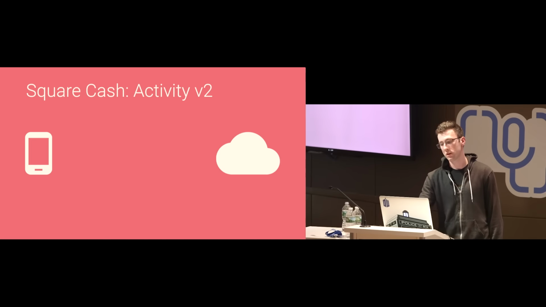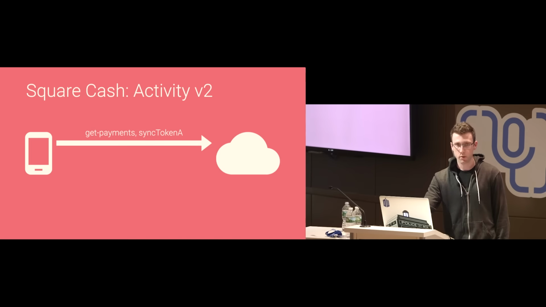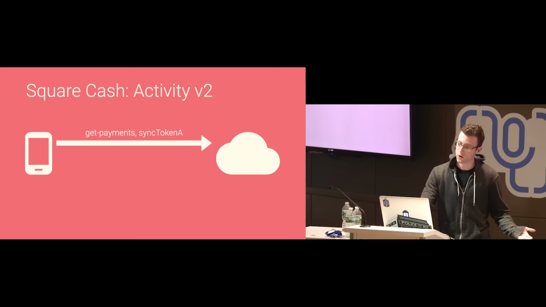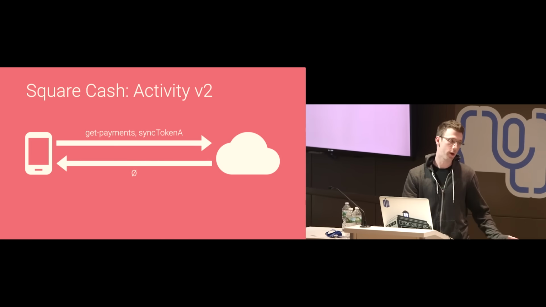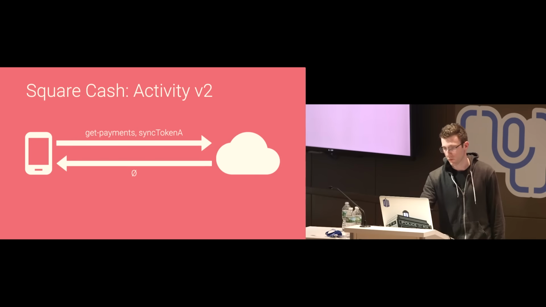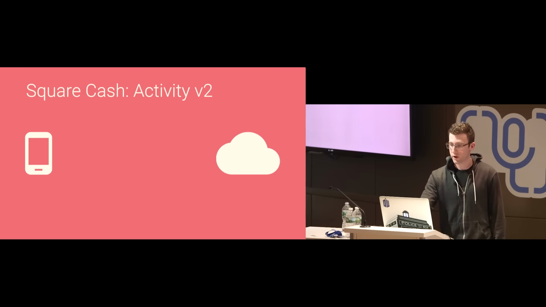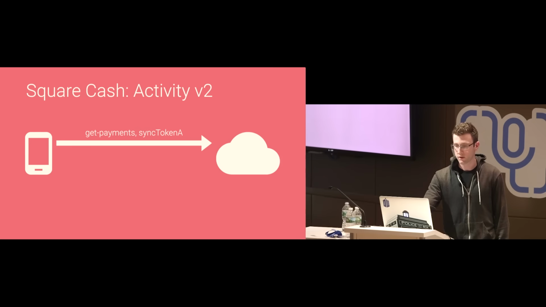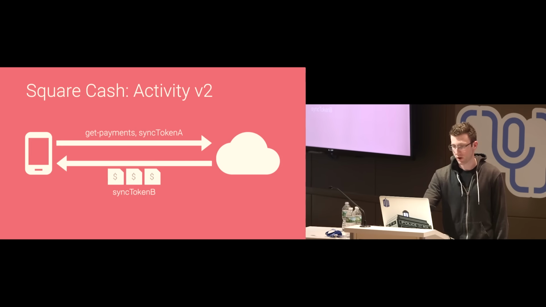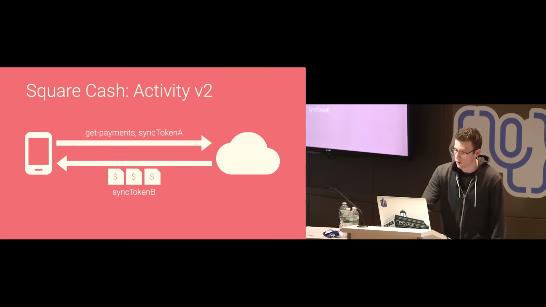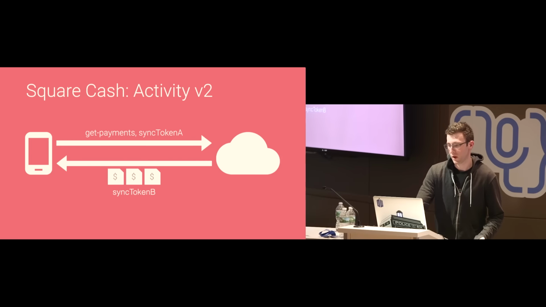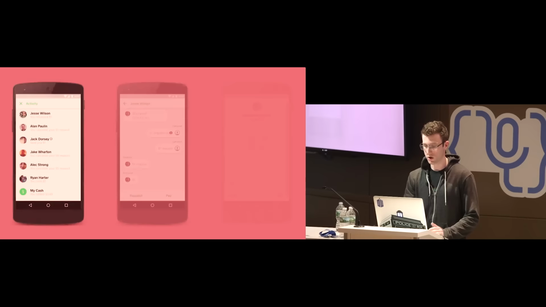So 5 minutes later, we call the server again. We say, get me my payments, and here's the last sync token that you gave me. And the server responds with, nothing's changed. You're up to date. And then a few hours later, we call the server again, give me my payments, here's my last sync token. And the server says, oh, okay, so 3 payments have been updated since the last time you synced. Here's those payments, and here's a new sync token. So this seems easy enough. However, enter problem 1.